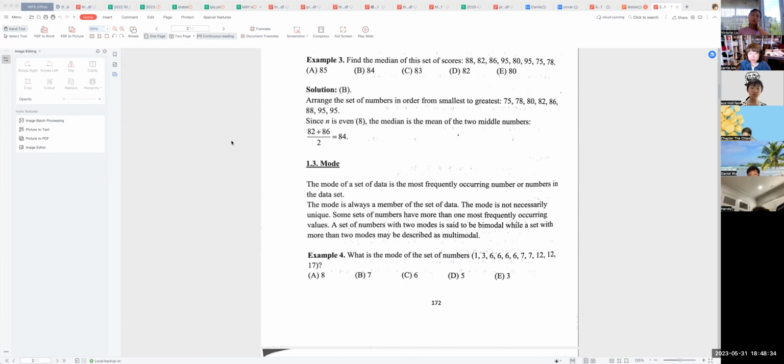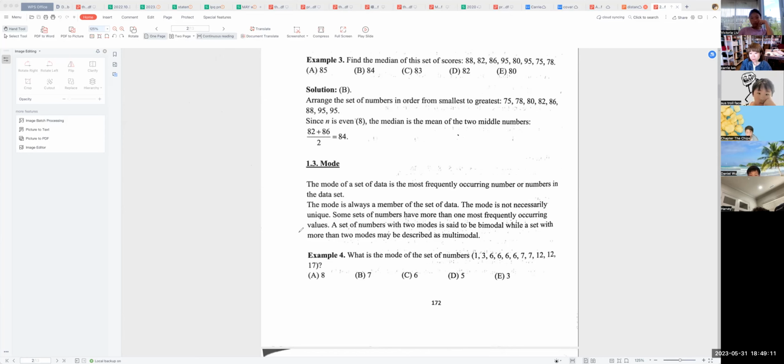Let's quickly move to the mode. The mode of a set of data is the most frequently occurring number in the data set. That means which number appeared the most. Sometimes the mode could be two numbers. For instance, if I give you 1, 2, 2, 2, 3, 3, 3, and 4, for this set of data the mode is 2 and 3, correct? Because 2 shows up 3 times and 3 shows up 3 times as well. So sometimes the mode could be double.